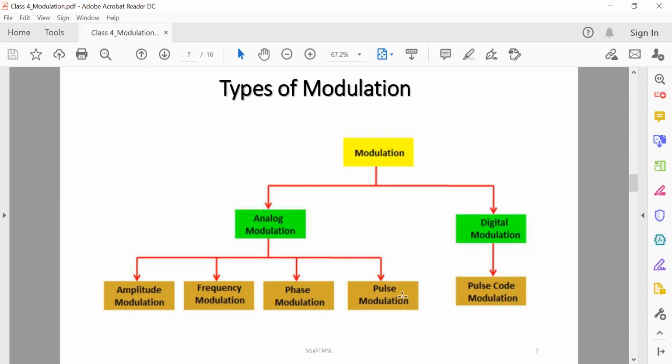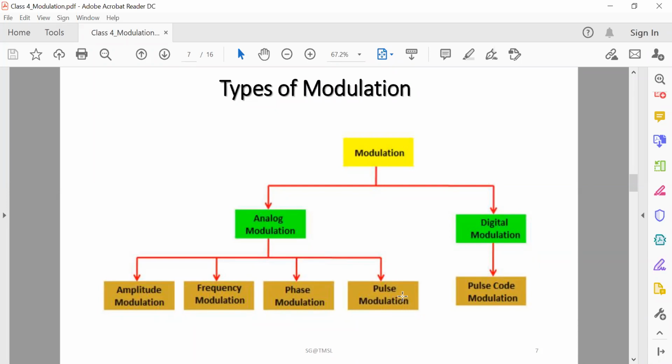Different pulse modulation techniques are available, like pulse amplitude modulation, or PAM for short, pulse width modulation, PWM, or pulse position modulation. So different modulation techniques are available. We will discuss them later, in the coming days.